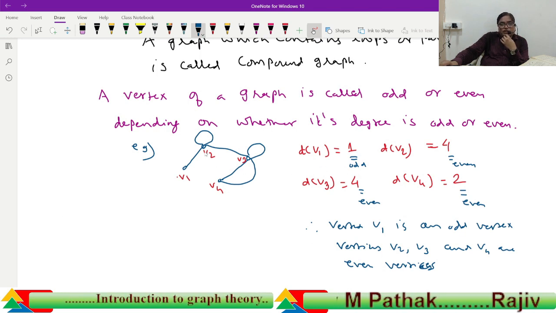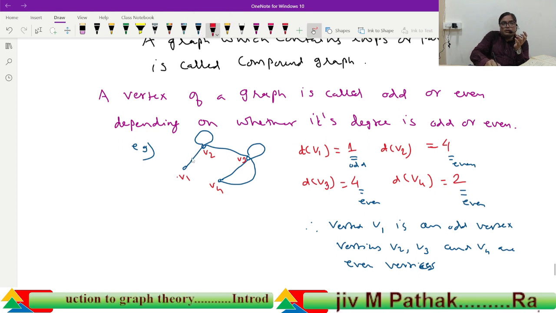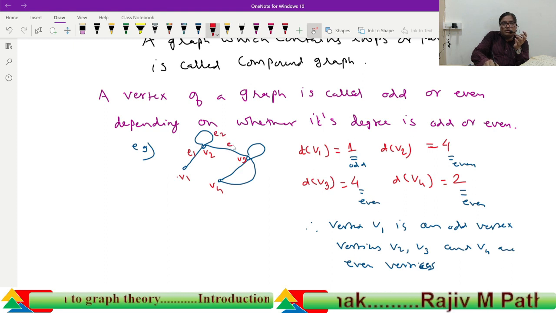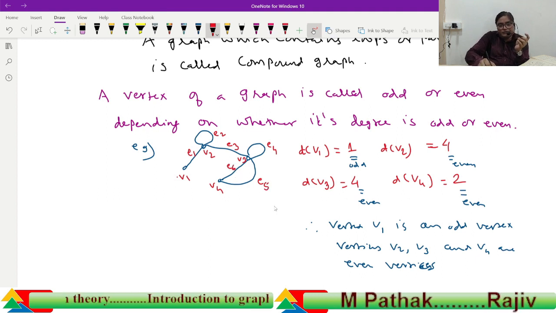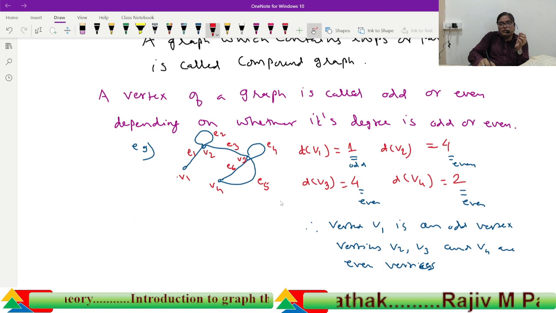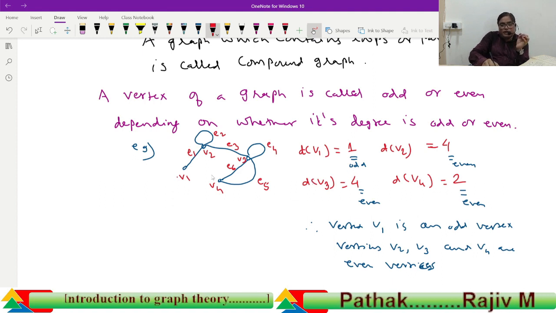So the degree of V1 is 1, one edge is incident. Let me number the edges. Naming the edges here: V1, V2 is edge E1. This is E2, this is E3, this is edge E4, this is E5, and this is E6. Yeah, there is some mistake, because the sum should come to 12. Okay, we have computed the degree of some vertex wrongly. So let's check it again.